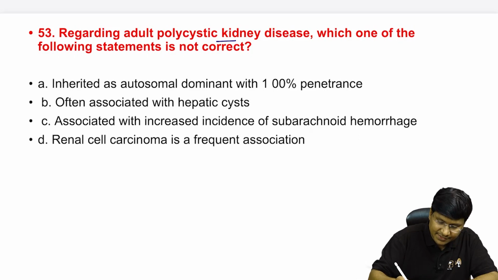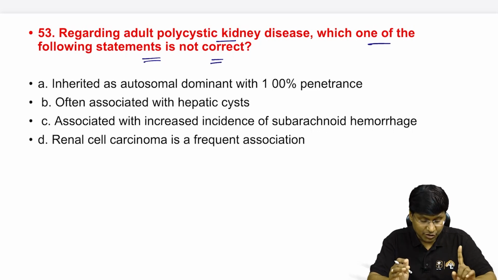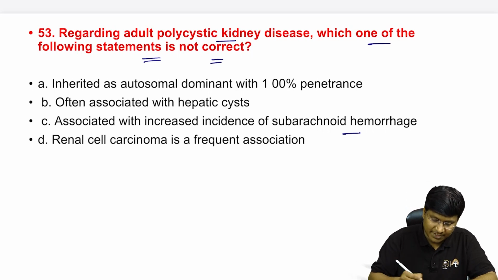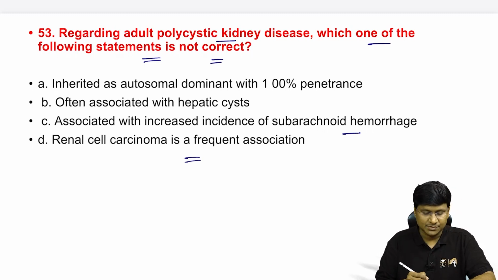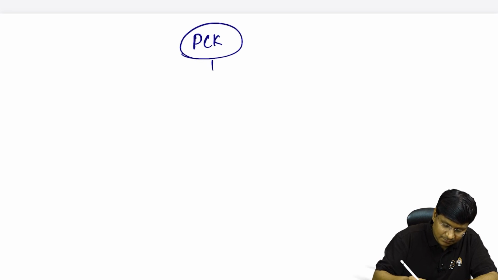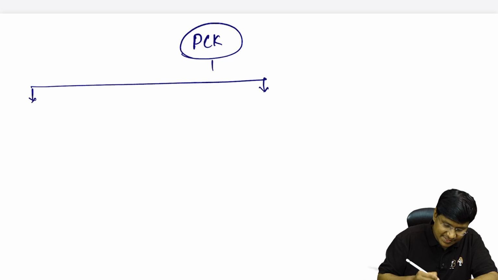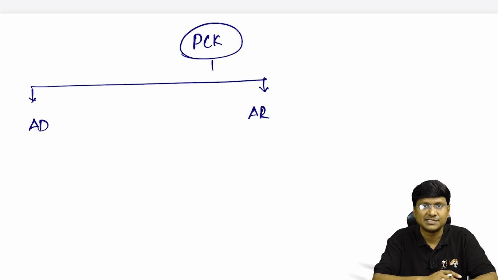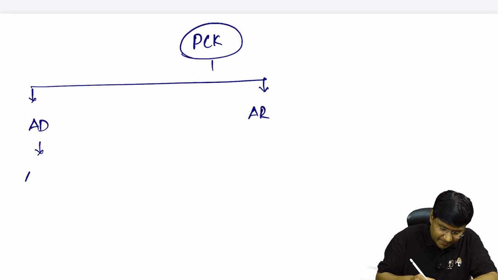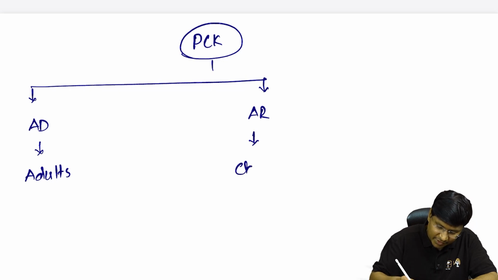Regarding adult polycystic kidney disease, which of the following statements is not correct? First option, inherited as autosomal dominant with 100% penetrance; often associated with hepatic cysts; associated with increased incidence of subarachnoid hemorrhage; renal cell carcinoma is a frequent association. Now, if you take polycystic kidney disease, this is inherited in two forms: autosomal dominant and autosomal recessive. Autosomal dominant inheritance is observed in adults. Autosomal recessive inheritance is observed in children.